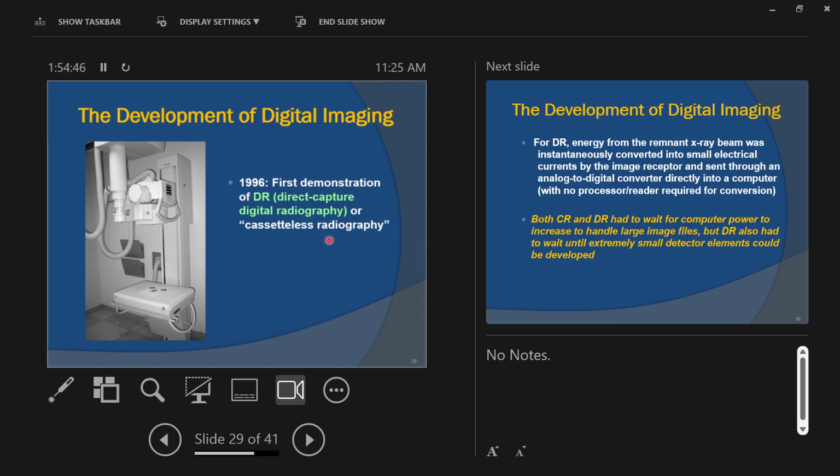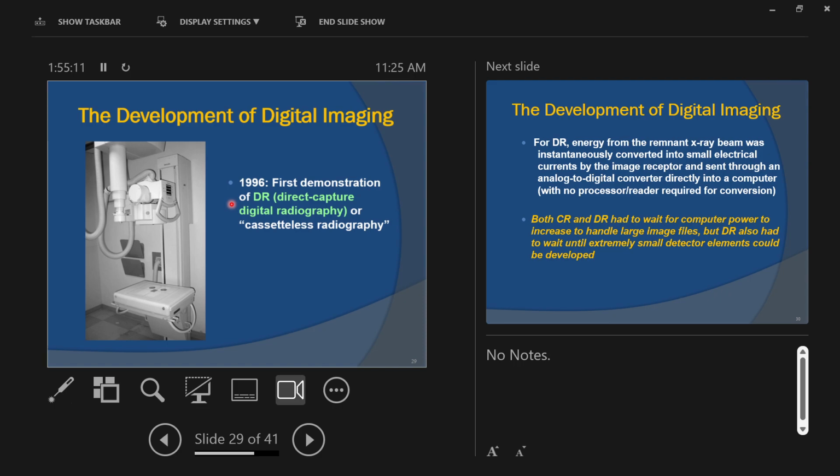Basically, there's a detector that's the size of a cassette. So 1996, you get the first demonstration of that. This is what we call direct digital or direct capture digital. There's no transfer of a cassette to a processor after 1996, at least with that equipment. Obviously, people are still using all three types, right? You've got offices that still use film.